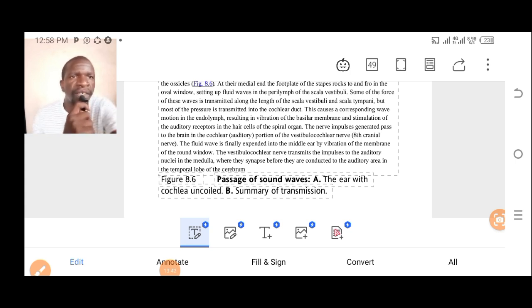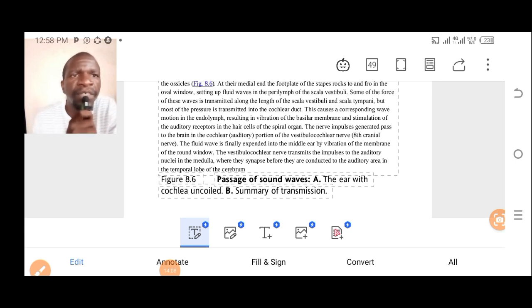So the waves from the middle ear, due to the movement of the three auditory ossicles, are going to set up the fluid waves in the perilymph, which is in the scala vestibuli and the scala tympani. And let us look at what is going to happen after the fluid waves are generated in the scala vestibuli and the scala tympani.